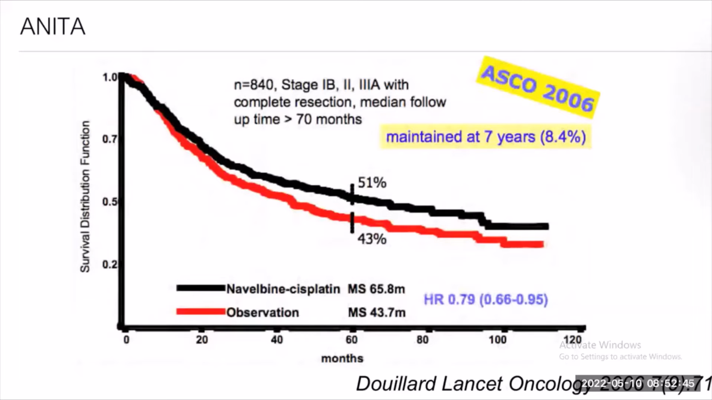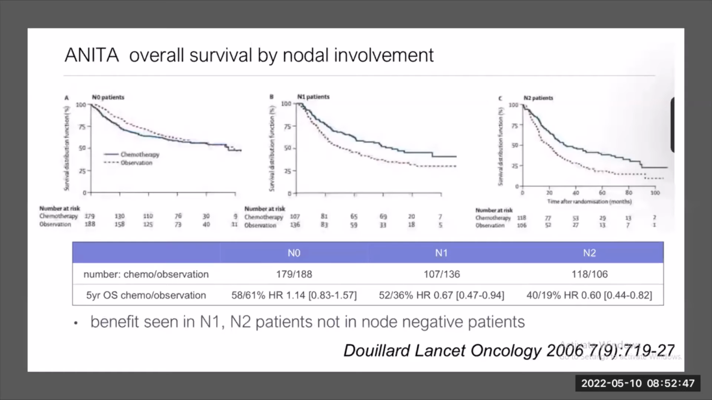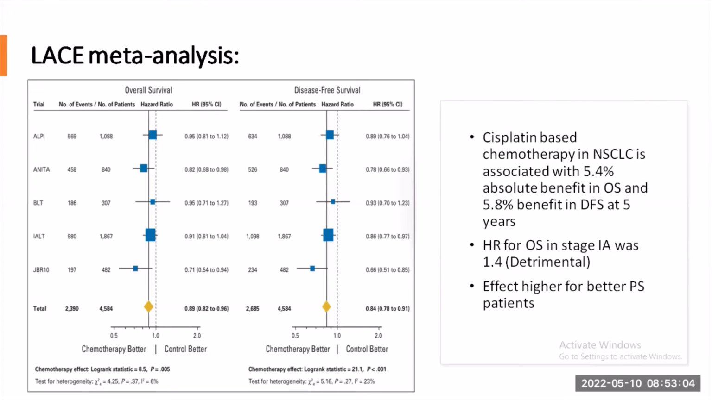The difference was 8%. But if you see the results of the ANITA trial, it has shown benefit only in N1 and N2 patients. For N0 patients, there is actually a hazard ratio of 1.14. So it has shown no benefit for N0 disease. All the benefits were for N1 and N2 disease.